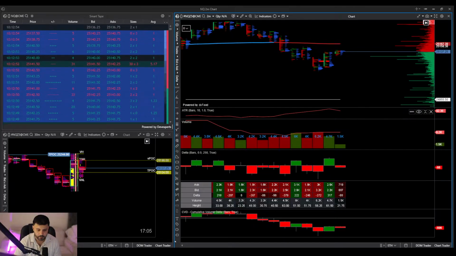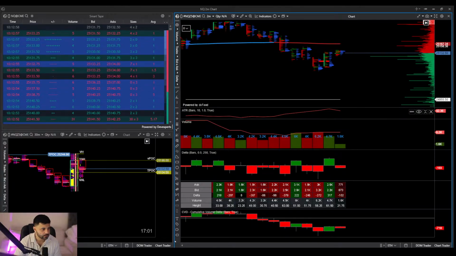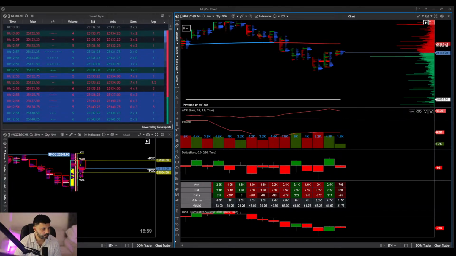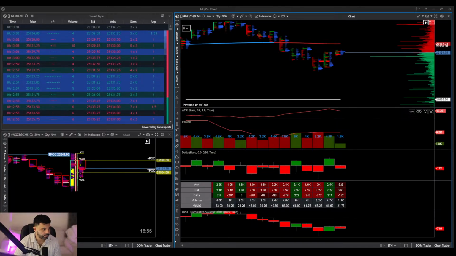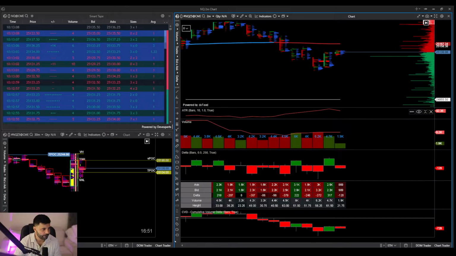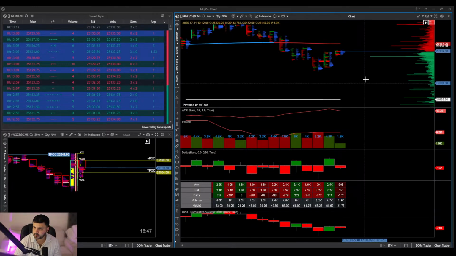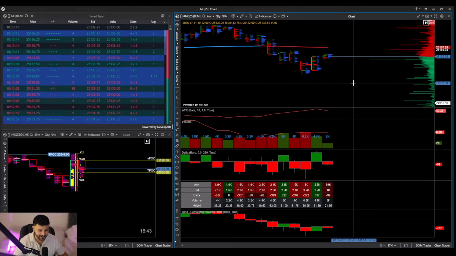Get me up to VWAP as well, at least. At least back to this fair value gap. Right? At least up to here. 188. Let's go, bulls!